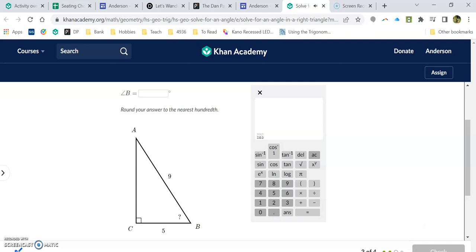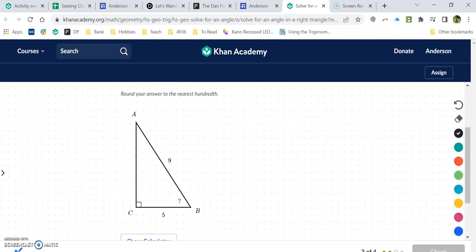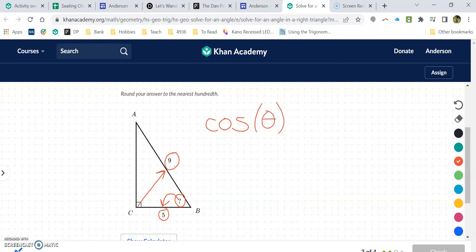All right, let's do at least one more. All right, so once again, our unknown is an angle. And we once again do have a hypotenuse, so it is not tan. And we have an adjacent this time, so we're going to be using cosine. So cosine is adjacent over hypotenuse. Whoops, I forgot my theta. Made a mistake. Cosine of theta equals 5 over 9.